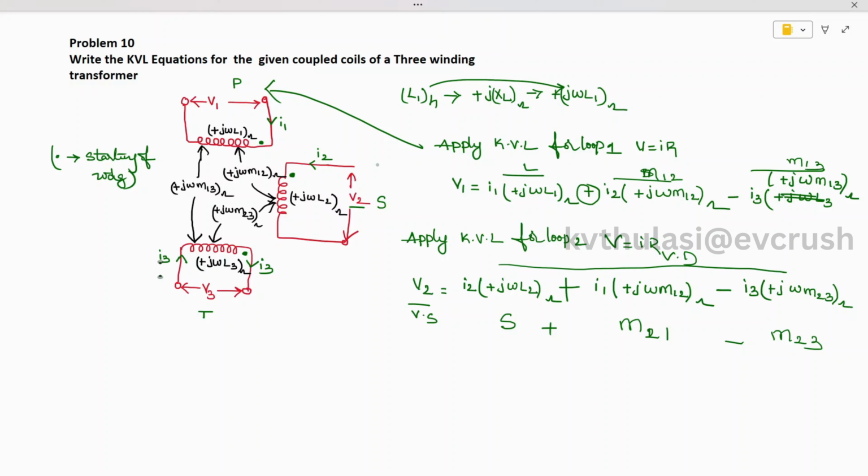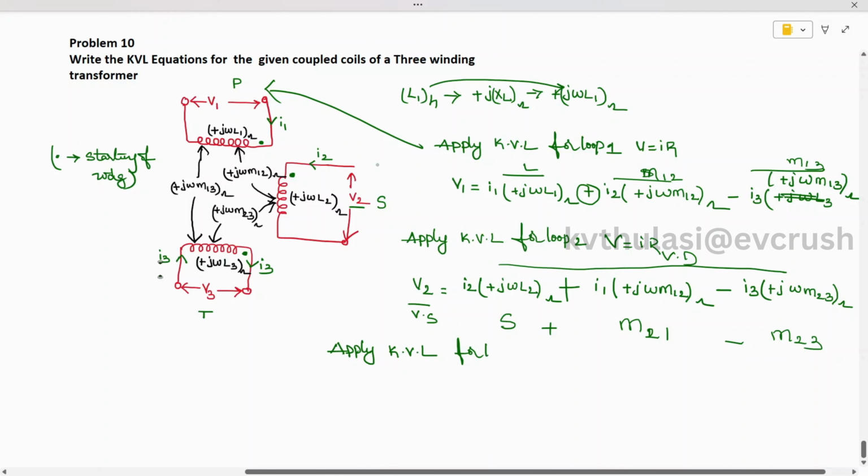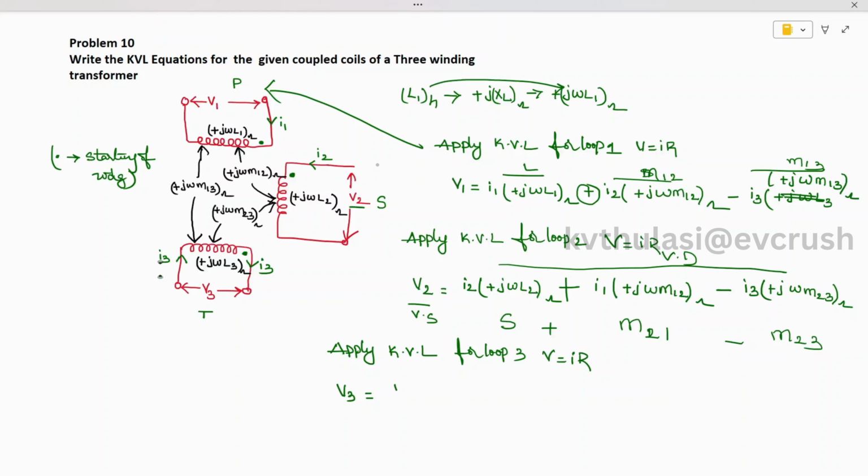Now let's go to the next step, which is to apply Kirchhoff's voltage law for the third loop, the third mesh. Remember the formula V is equal to I into R. Here the voltage source we are applying is V3, which is equal to the drops. The self drop due to the inductance is I3 into R, where R due to self inductance is jωL3 ohms, I into R. Next, coil 3 is linked with the first coil, and coil 3 is linked with the second coil.